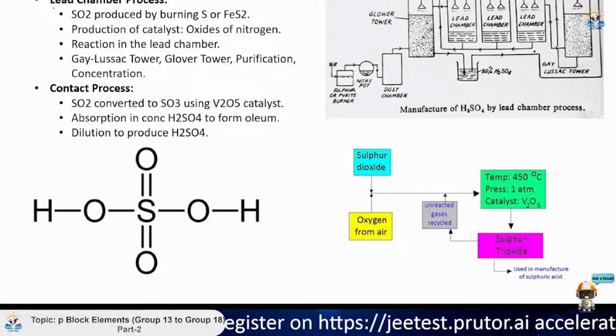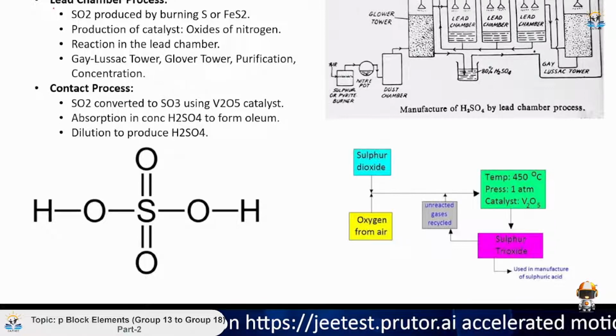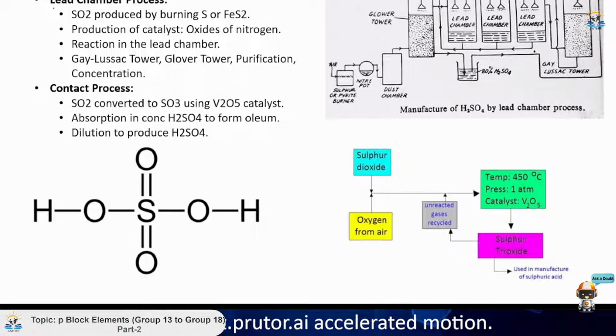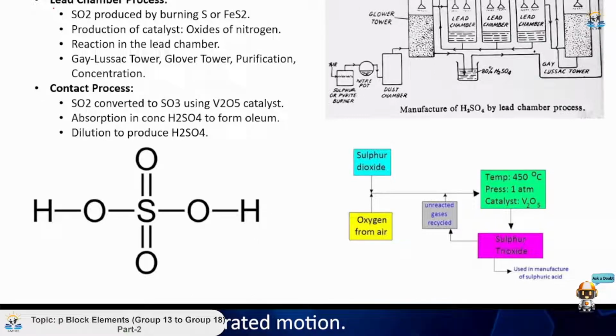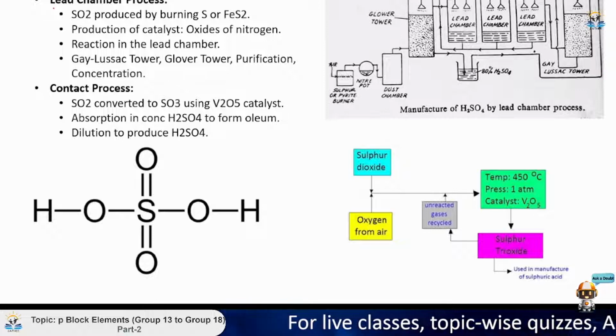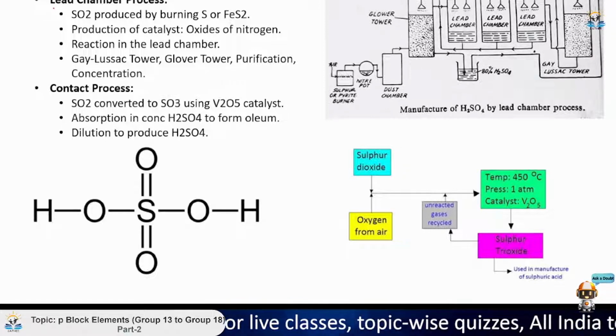Now, let's talk about the contact process. In the contact process also a similar kind of thing occurs. First we convert the sulfur dioxide that we have into sulfur trioxide, and that is a very easy step. Then you create oleum. Once you have oleum, you dilute the oleum that is present over there. So we start with sulfur dioxide and oxygen coming together.